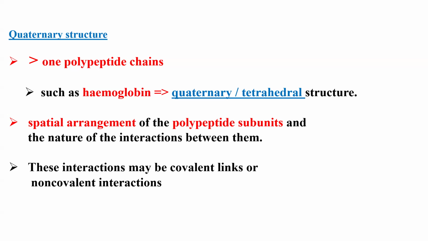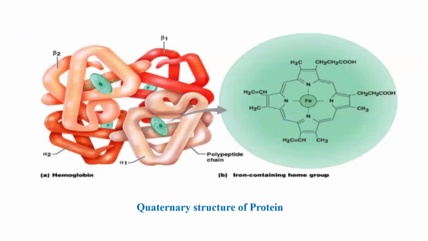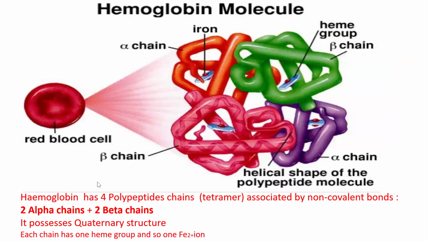And as I also explained, the concept of those other non-covalent forces. So this is how the quaternary structure of proteins looks like. Another example is hemoglobin. Hemoglobin has four polypeptide units, so it is a tetramer, associated by non-covalent bonds, two alpha chains and two beta chains, and each chain has one heme group and one iron.